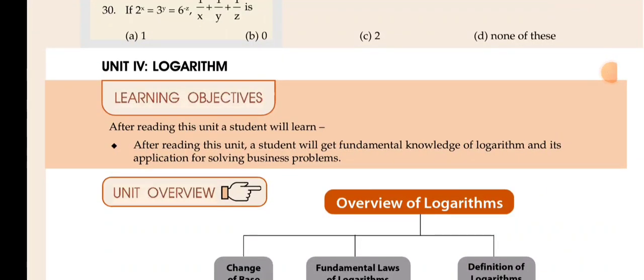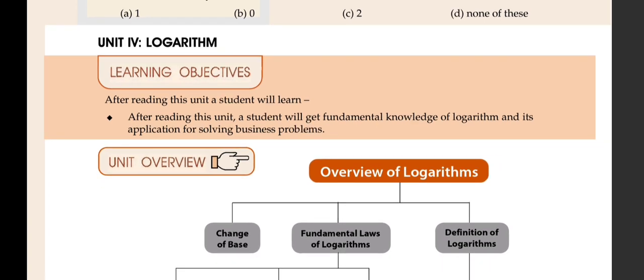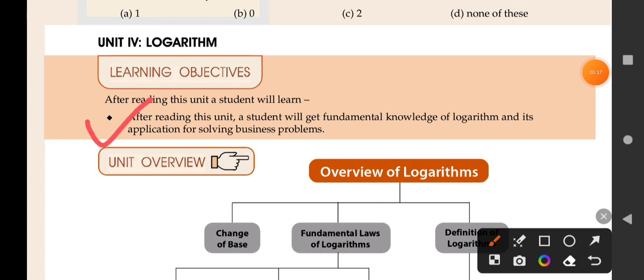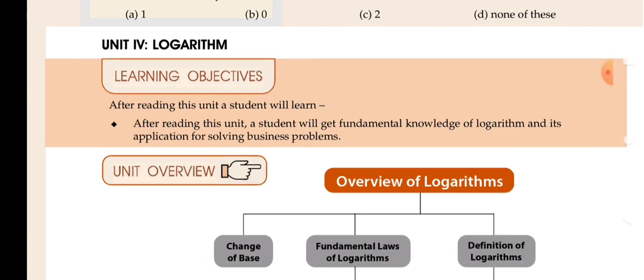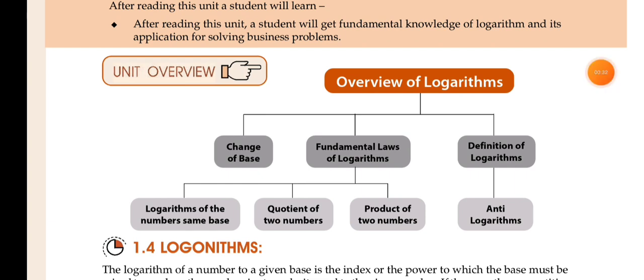Hello, champions. Okay, so this is chapter 1 Ratio and Proportion, Indices and Logarithms, Unit 4 Logarithm. Okay, so learning objectives. After reading this unit, a student will get fundamental knowledge of logarithm and its application for solving business problems. Let us see. Unit overview.